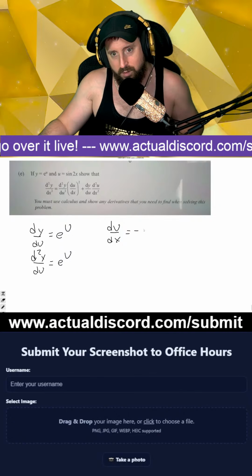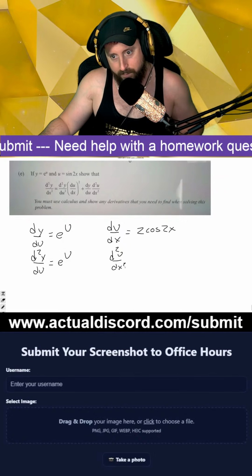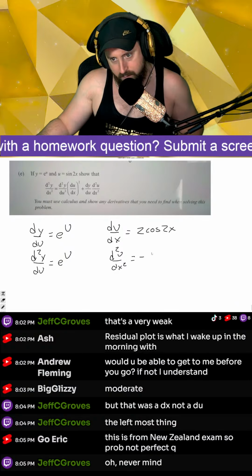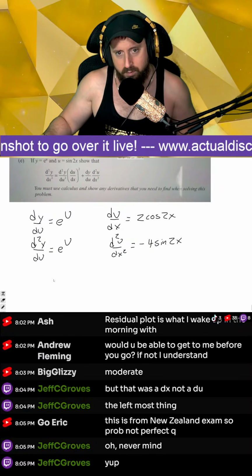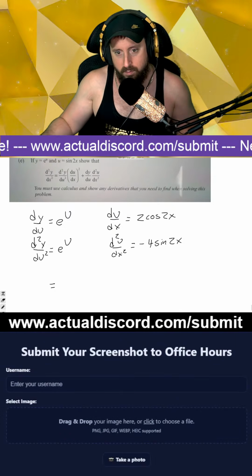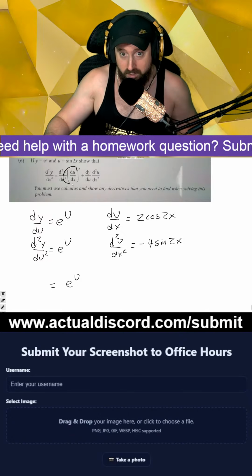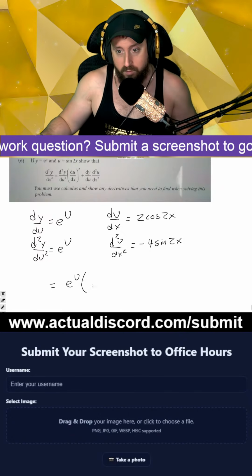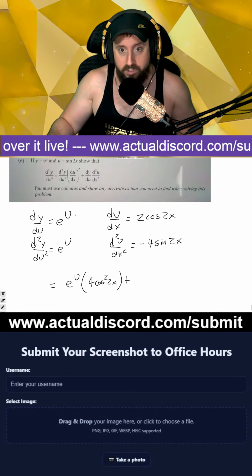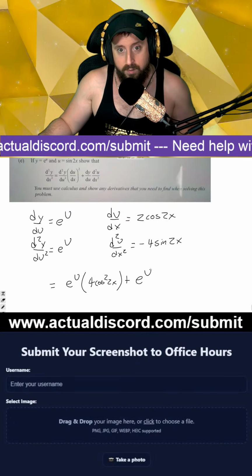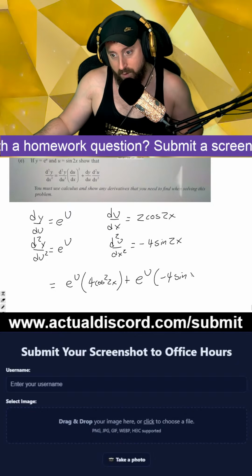Du dx is equal to 2 cosine 2x, right? And then d squared u dx squared is equal to negative 4 sine 2x. Yeah, it's okay. Okay, so d squared y du squared, that's this one, so that's e to the u. And then du dx is here, but that's squared, not the second derivative. It's the result squared. So that's going to be 4 cosine squared 2x. And then plus dy du, which is just e to the u. And then d squared u dx squared is this one, so negative 4 sine 2x.